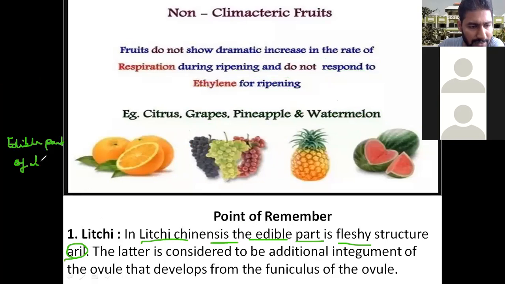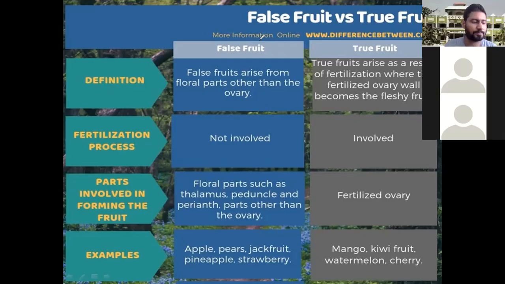Edible part of lychee. Lychee, the edible part of lychee is known as the aril. Okay, let's start the difference between simple fruits and false fruits.